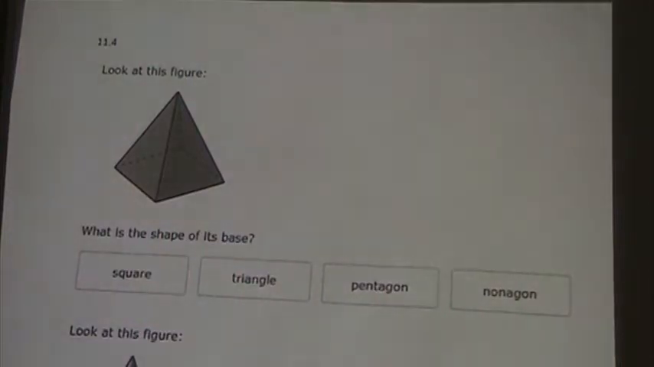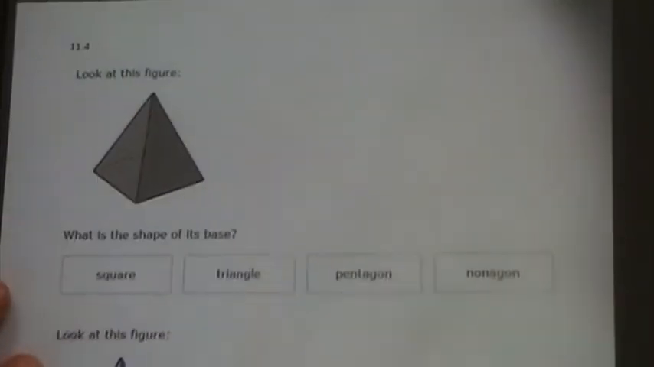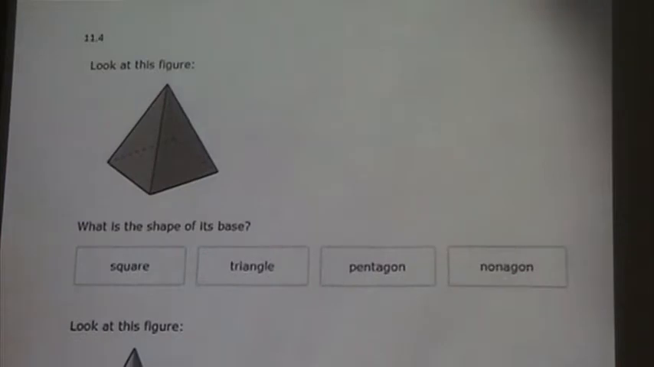Here are the examples for 11.4. Now these guys are really more identification. So make sure you take a note so you understand the different pieces and parts of these guys.